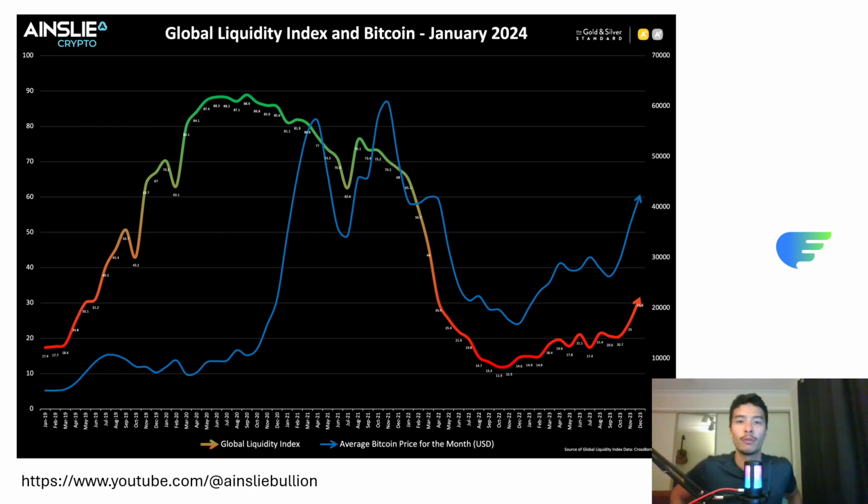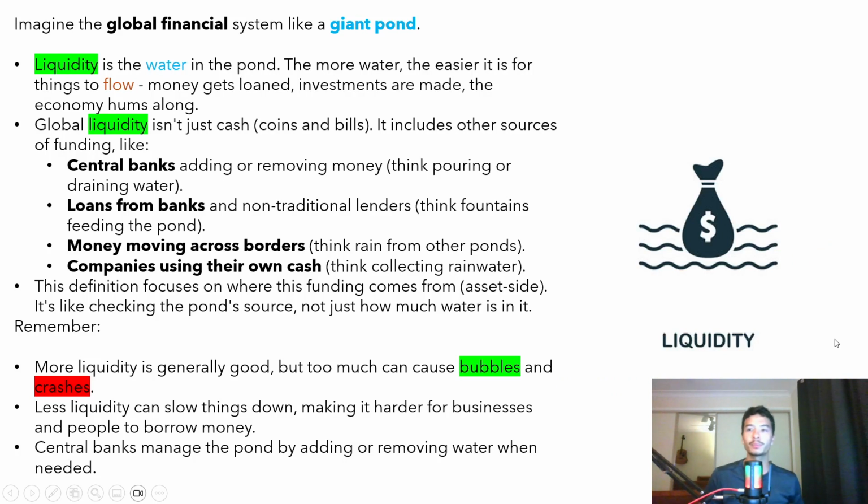Now, before we dive into what it is and how it looks in this chart, I feel like I should give you a definition and how it works, and understand it more before I just show you a chart. Okay, so we're just going to hop to the next slide, and that will be the explanation of it. So imagine the global financial system like a giant pond. Just picture that in your head.